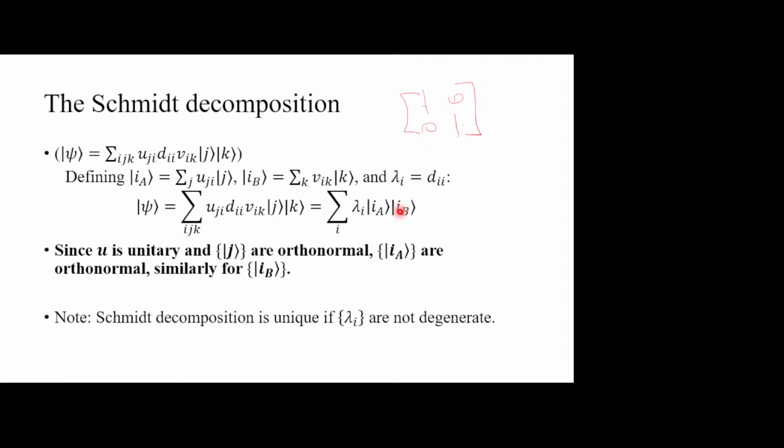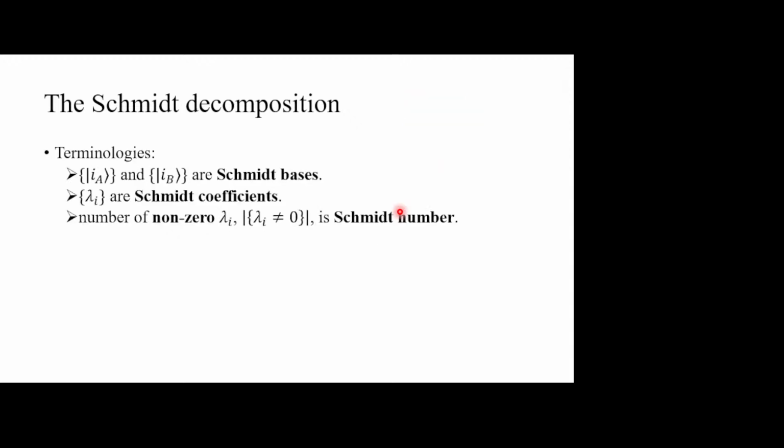Let's have a bit more terminology. The first one is something a bit funny. We call this set of orthonormal vectors |i_A> and set of orthonormal vectors |i_B> the Schmidt basis, because they are really like orthonormal bases for system A and B, but they might not actually be a basis because the number of them might be less than the dimension of your space. But it's still easier to call it the Schmidt basis than calling it the Schmidt subset of basis.